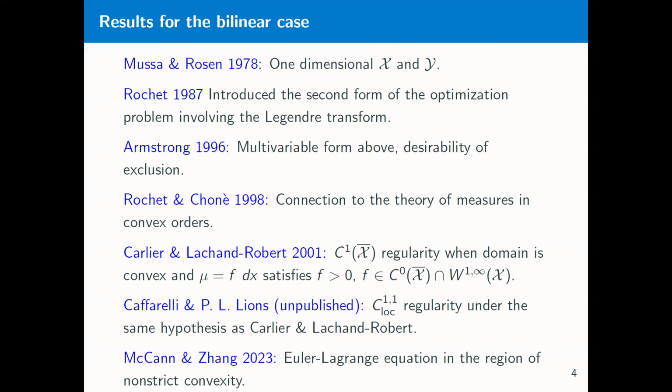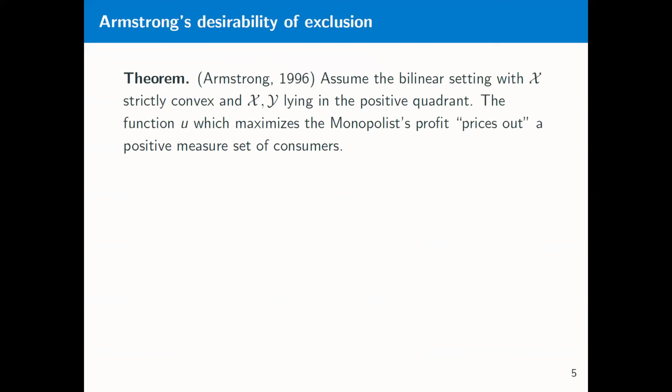And then more recently, just before I arrived in Toronto, Robin and Kelvin were considering what we can say about Euler-Lagrange equations in what I will explain as the difficult region of this problem. So before I start telling you about my results, I want to do two things.